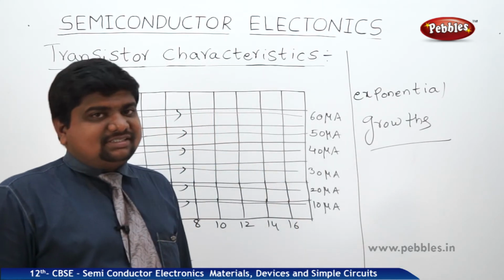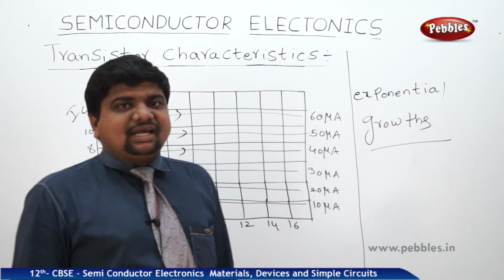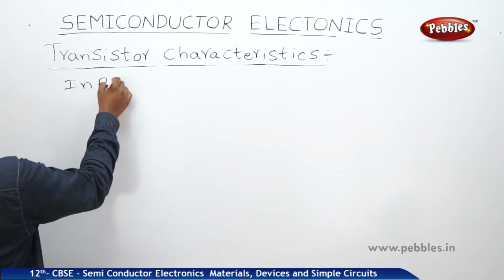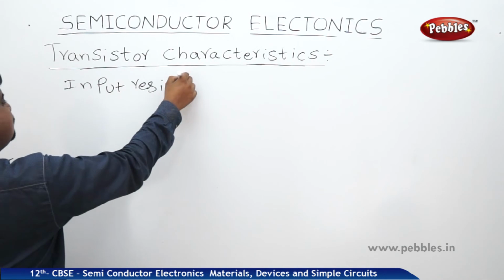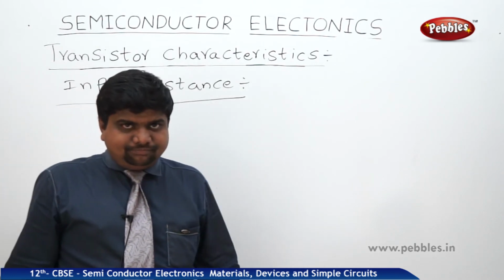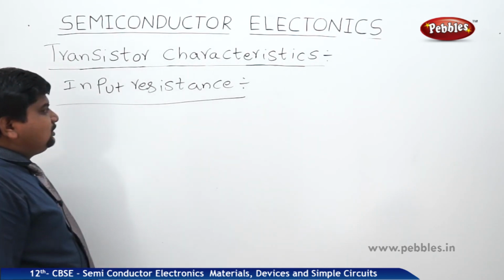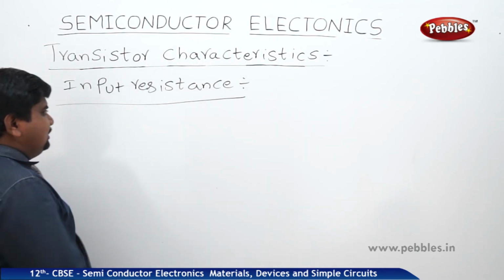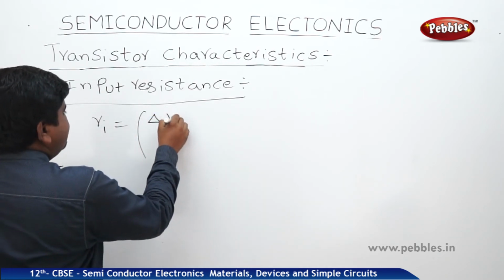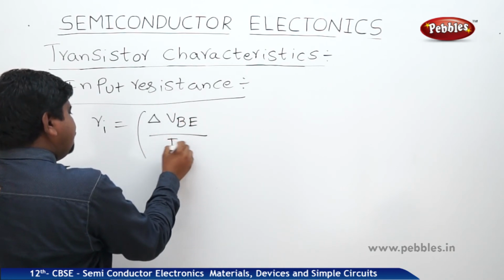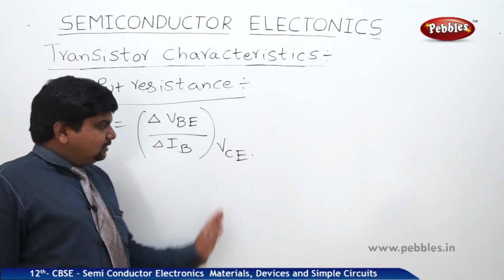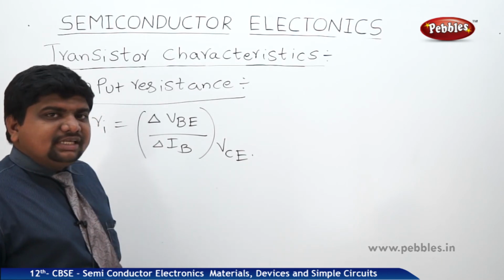This transistor has some characteristics: input resistance, output resistance, current gain. The first characteristic is input resistance. We are giving the input to VBE and we are taking the output at VCC or VCE. So input resistance is the ratio between VBE and IB, where VCE is kept constant. The physical quantity we are writing here is VCE kept constant.